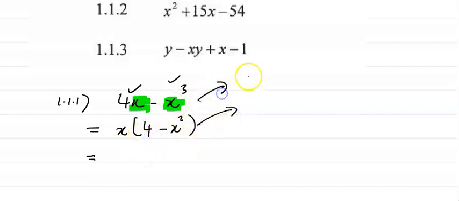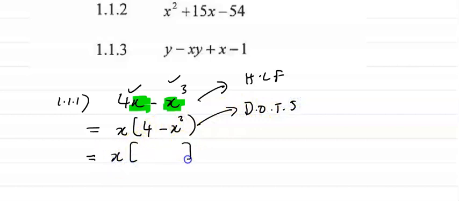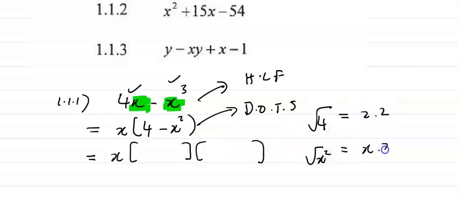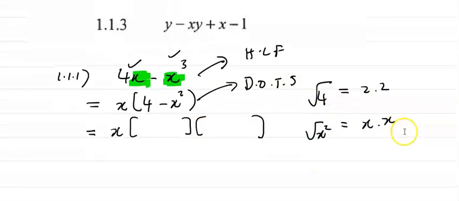But if I look in the brackets here, 4 minus x squared. See, I removed a highest common factor there. But here I can see I've got a perfect square minus a perfect square. So that one there is difference of 2 squares. Therefore, how do I factorize difference of 2 squares? What is the square root of 4? The square root of 4 is equal to 2 times 2. The square root of x squared is equal to x times x. Therefore, we'll have 2 times 2 will give me 4. X times x is x squared.